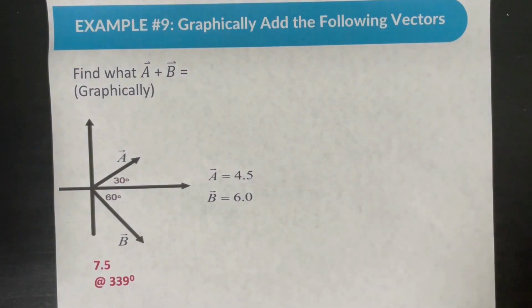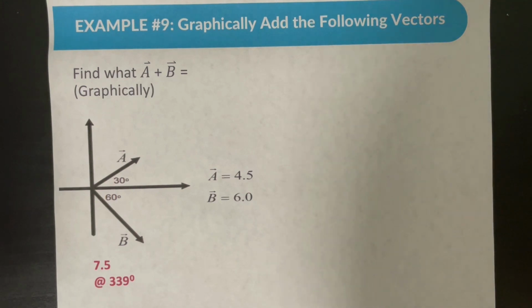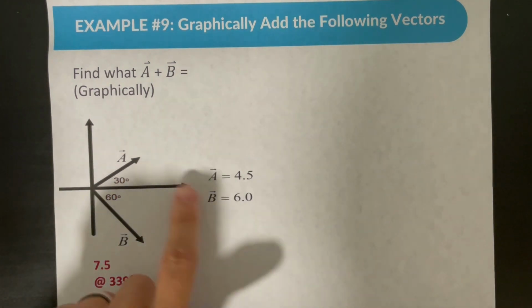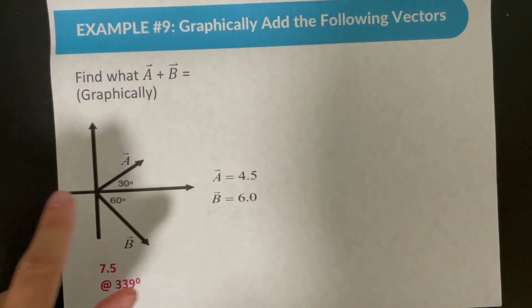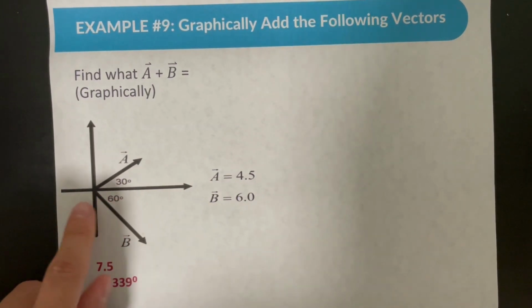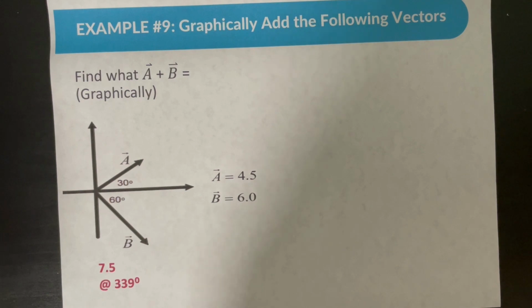Last one here. Looks a little bit different, but hopefully is totally fine. Example number 9, graphically add the following vectors. Find what A plus B is. So we know A is equal to 4.5 and it's at some angle like this, 30 degrees. And B is 6 and at some kind of angle like this, 60 degrees.